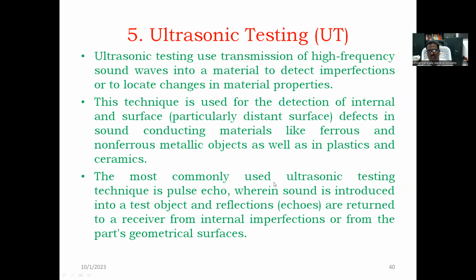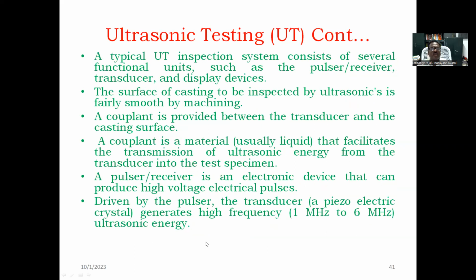The most commonly used ultrasonic testing technique is pulse echo, wherein sound is introduced into a test object and the reflection echoes are returned to a receiver from internal imperfections or from the part's geometrical surfaces. The typical ultrasonic testing inspection system consists of several functional units such as the pulsar or receiver, transducer, and display devices. The surface of the casting to be inspected by ultrasonic testing is made fairly smooth by machining.